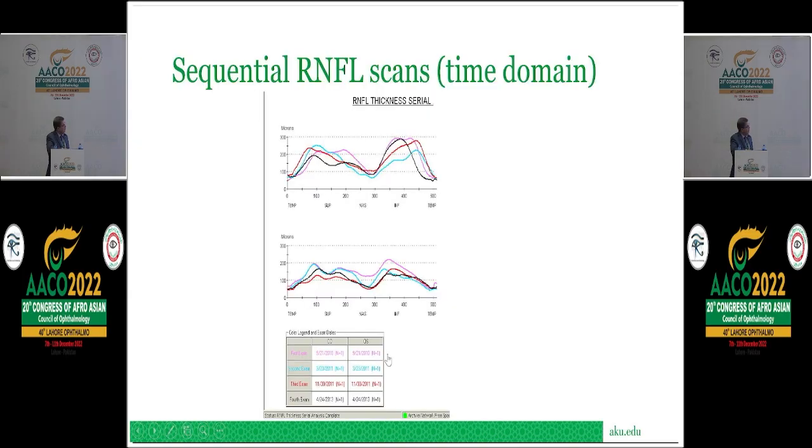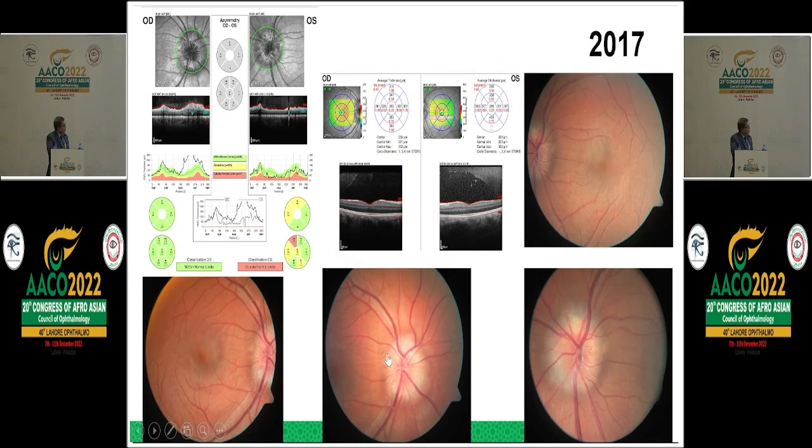So these were old time domain scans year after year, and they did not seem to change much. In the old machines, you could superimpose the scans like this, year after year, and it looked pretty good. Then about 5 years later, we had the new technology. So we did the scan with the new technology.